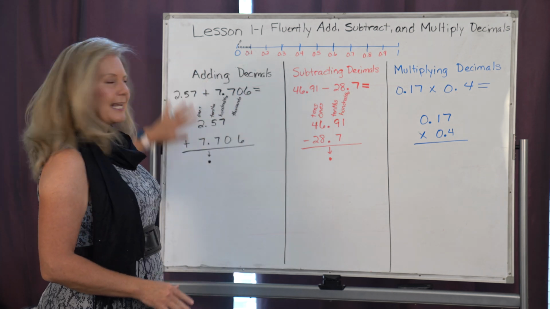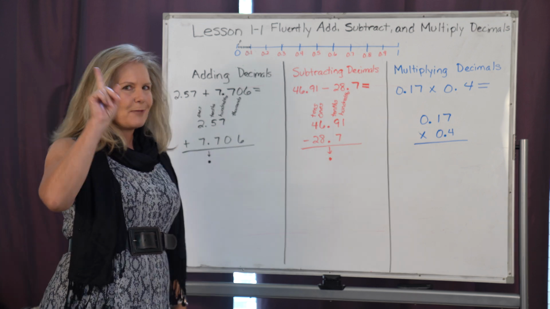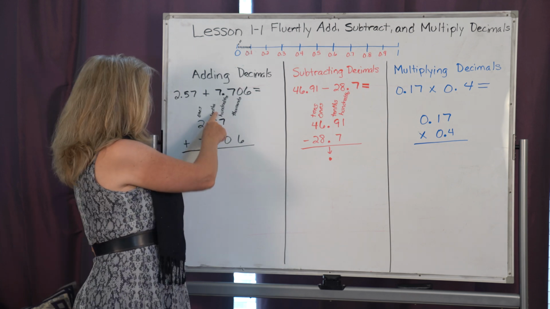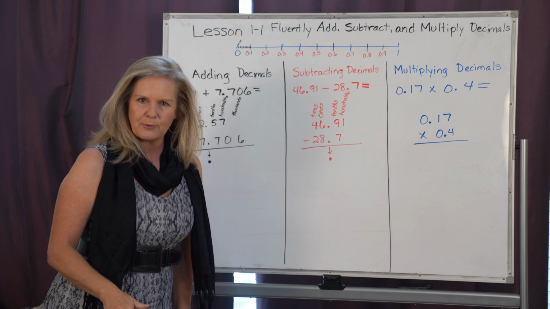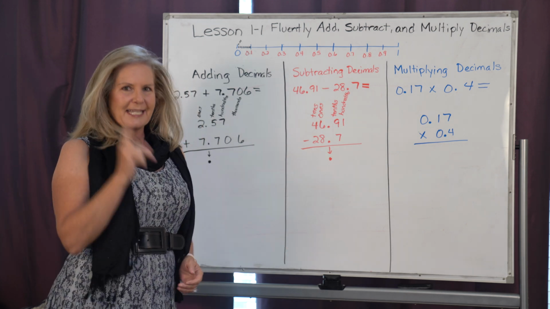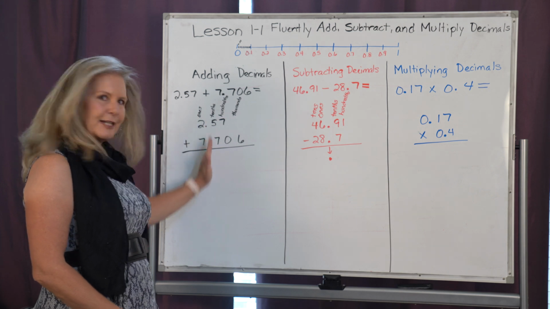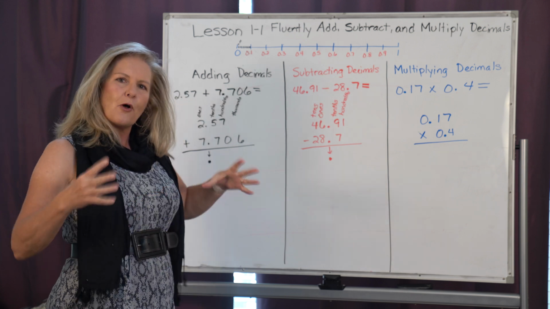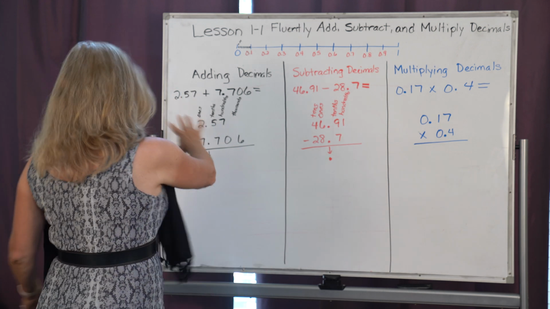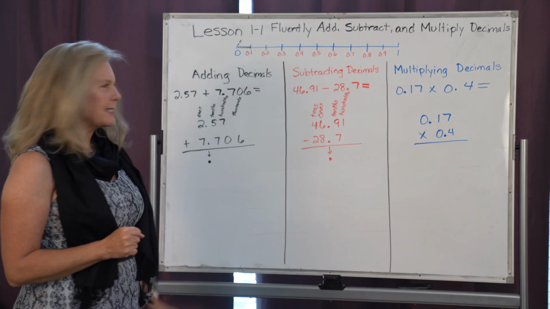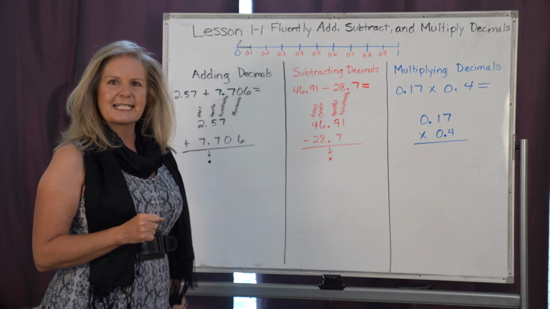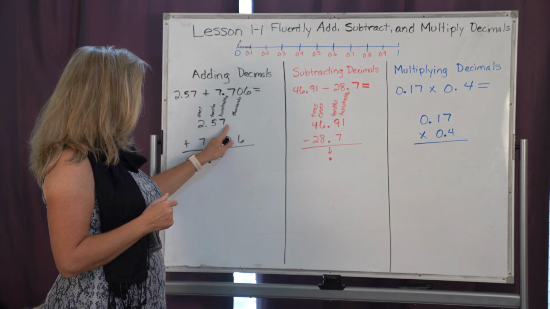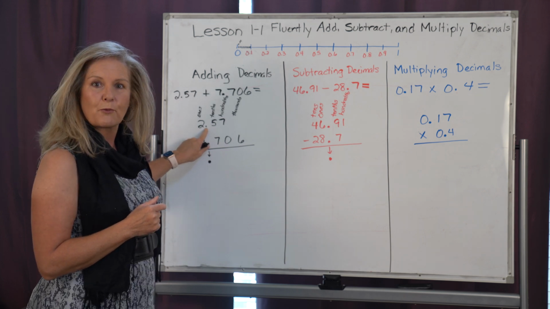So when I start to add decimals, the key piece here is you have to add your ones place with your ones place, your tenths place with your tenths place, and your hundredths place with your hundredths place, and so on. Now, the easiest way to do that is just line your decimal point up, because that will automatically make sure that all the same size pieces are added. So if you see here, I have 2 and 57/100ths plus 7 and 706 thousandths. Well, I'm going to start and write 2 and 57/100ths, and I've got my decimal point right there.